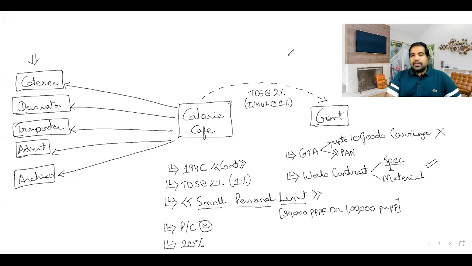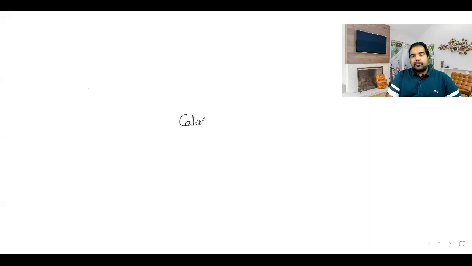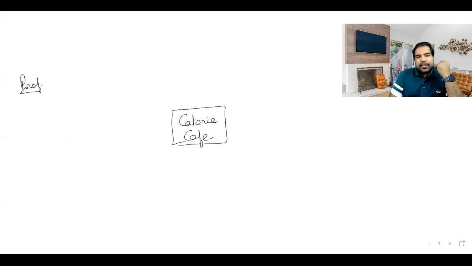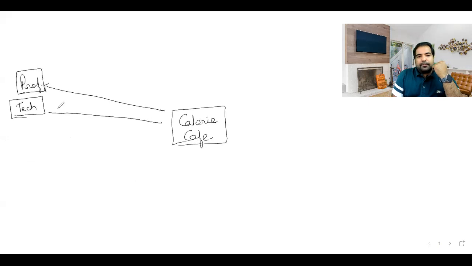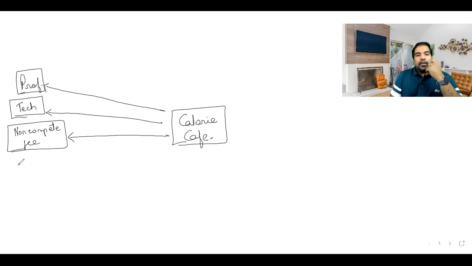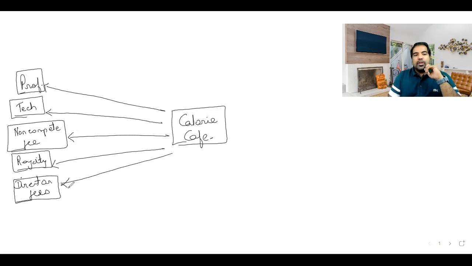All right, very close to 194C. Remember, small personal limit is another section which is called 194J. This is Calorie Cafe. To run a cafe so huge, they needed a lot of professionals. So these are professionals, example CAs, lawyers, etc. They also needed technical persons to make their app, etc. They needed to pay people some non-compete fee sometimes so that the chefs don't join competitors. They had to pay non-compete fee. They also had to pay royalty. And last, they also had to pay directors fees. If let's say Calorie Cafe is a company and they have directors, and the directors fees they had to pay. So this was PTNRD. That's the shortcut, guys.